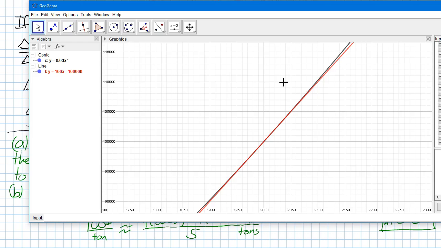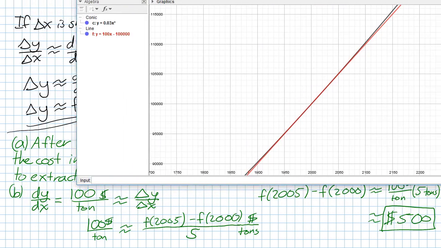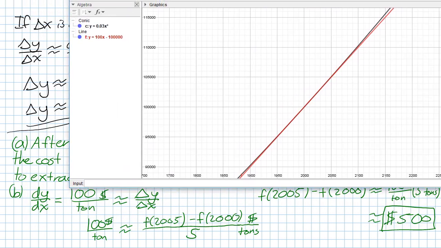So that's why it's okay. When you look at this notation here, the dy over dx represents the slope of the red tangent line here, but the delta y over delta x represents the slope of the secant line between x equals 2000 and x equals 2005, and for values of x that are really close to 2000, there isn't really any difference here. So that's why we can say that this is approximately true.